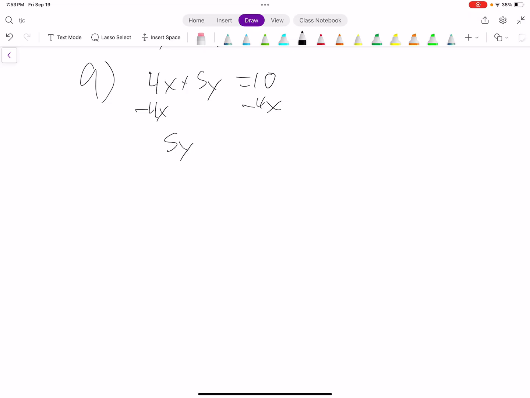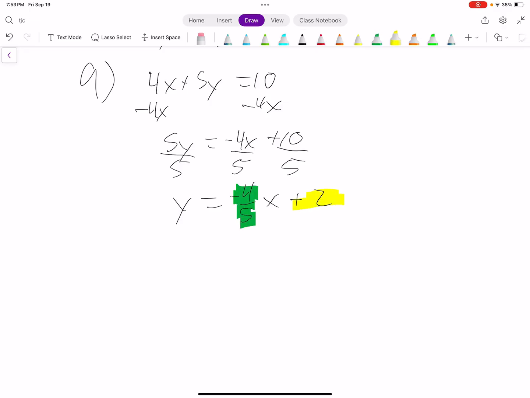That'll give you 5y equals -4x plus 10. Then divide both sides by 5. So we're solving for y. This gives you y equals -4/5 x plus 2. This is your slope. This is your y-intercept. Okay, so slope is your m, and the other is your y-intercept.